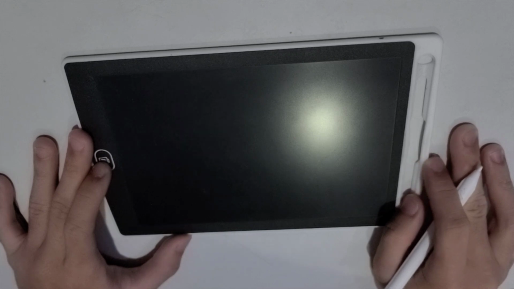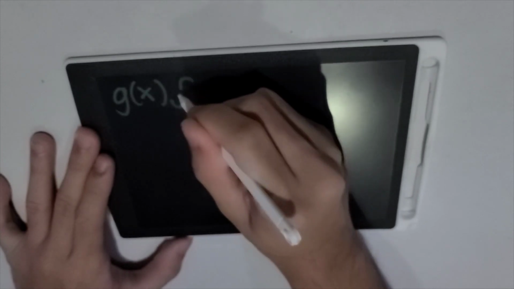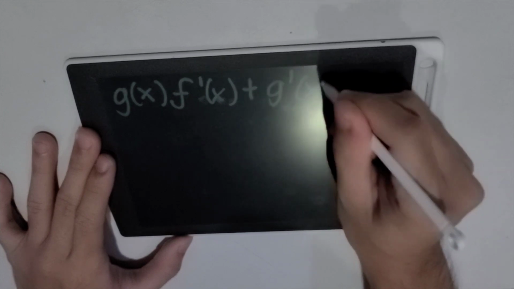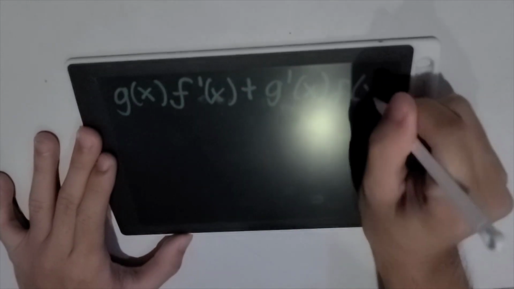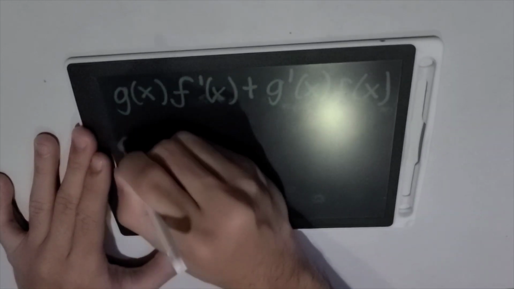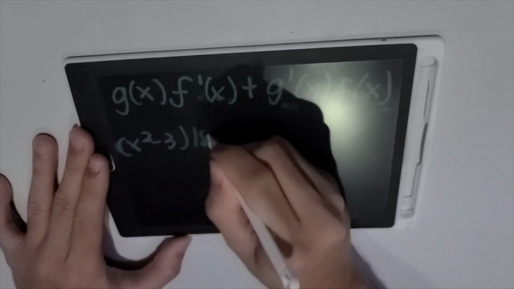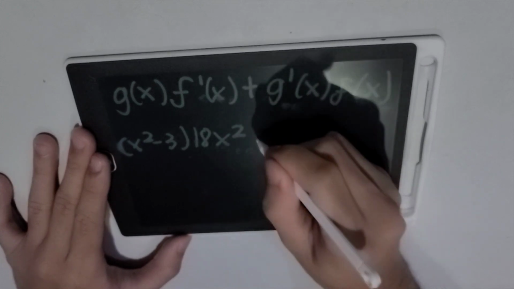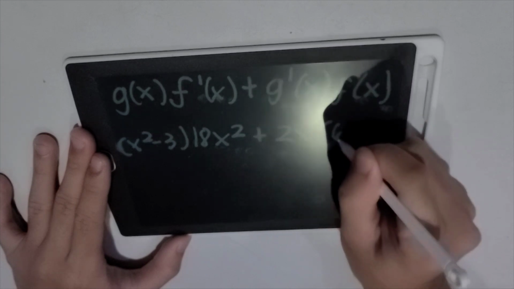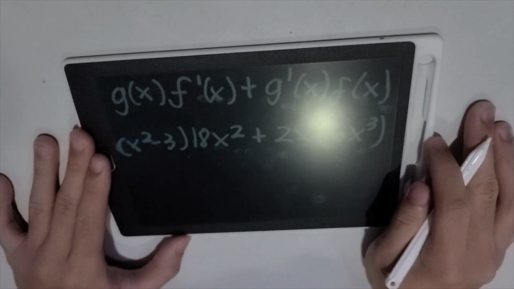Now we have to follow the formula, which is g of x times f prime of x plus g prime of x times f of x. Now it's time to substitute. x squared minus 3 times 18x squared plus 2x times 6x cubed. Now it's time to answer.